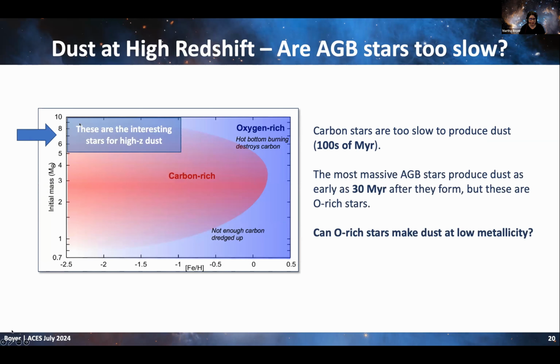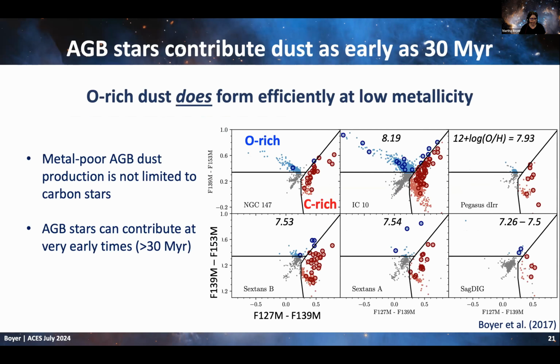But these stars up here, these are the ones that are interesting at high redshift, because if they can make dust, they evolve very quickly. But we think that they're mostly oxygen-rich stars, and oxygen-rich stars depend on the metallicity of the galaxy in order to make dust, unlike carbon stars, which are dredging up their own carbon and can make a lot of dust, right? So that's the big question, is can these massive oxygen-rich stars make dust at low metallicity? And we did go and look at some of these DUSTiNGS galaxies with Hubble to do that same trick that I showed earlier with these medium band filters, where we could separate the stars by type, where the oxygen-rich stars are blue and the carbon-rich stars are red.